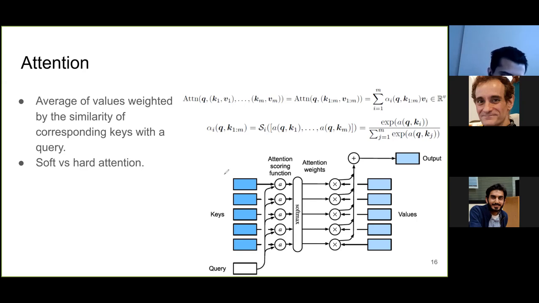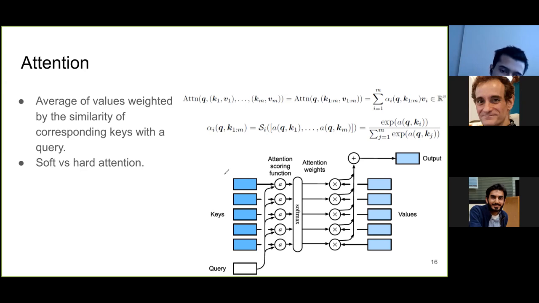And we could have soft versus hard attention. Soft attention means we look into a wide range of keys and then weight them. Hard attention is that we want to put a lot of weight on a few keys and then use their probabilities.